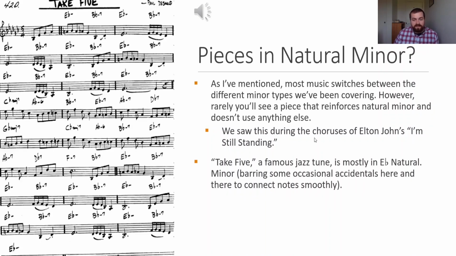Another example that some of you may know is a famous jazz tune called Take 5. It's mostly in E flat natural minor. There are these little chromatic moments, like all these accidentals here, but those are just embellishments. They're not changes to the scale. So if you omit those, this is all just in natural minor. You won't see raised 6s or 7s in a way that you would expect to see in a minor piece. So this is basically all reinforcing E flat natural minor. Let's take a listen to this.